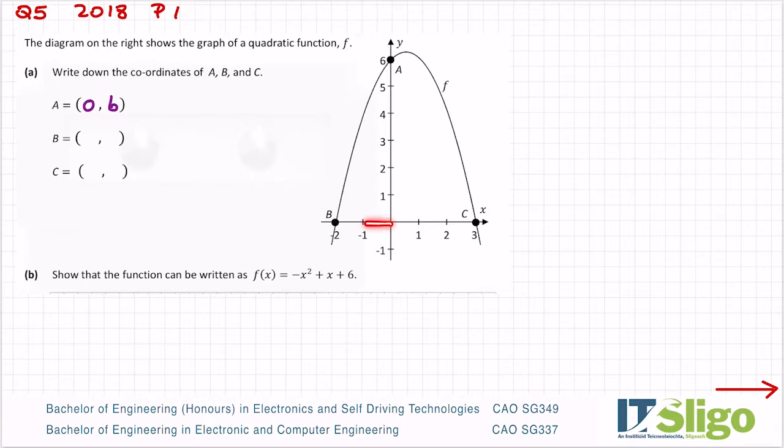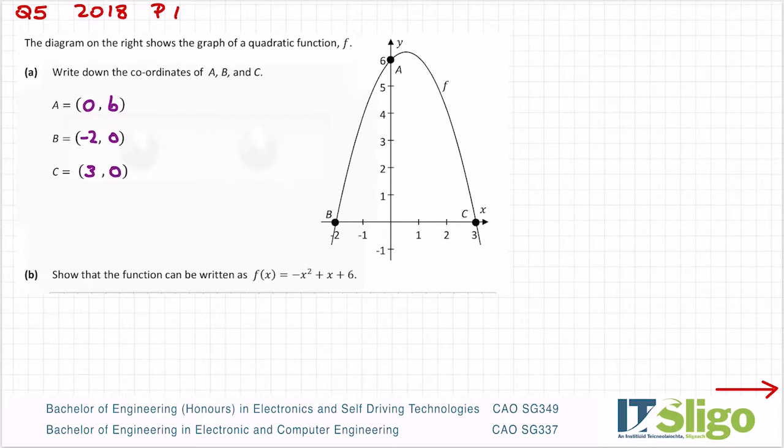B, then I go over to -2 on the x-axis, and I don't go up or down, so it's -2, 0. C, I go over 3 on the x-axis, and I don't go up or down, so 3, 0.